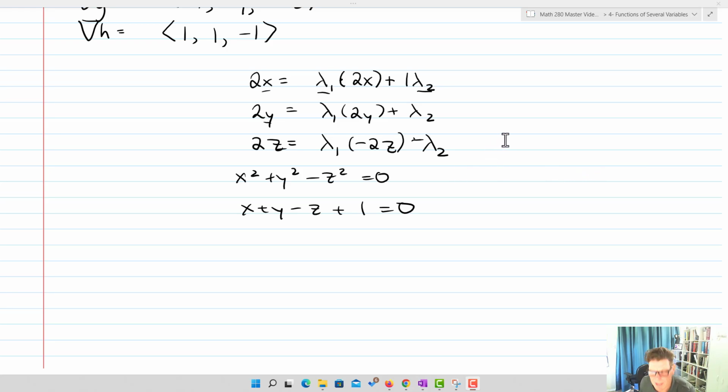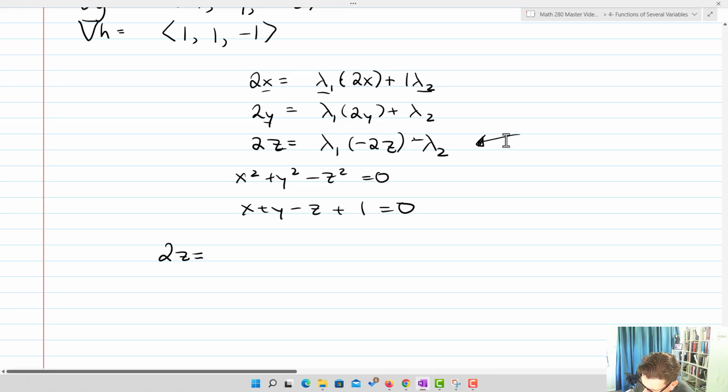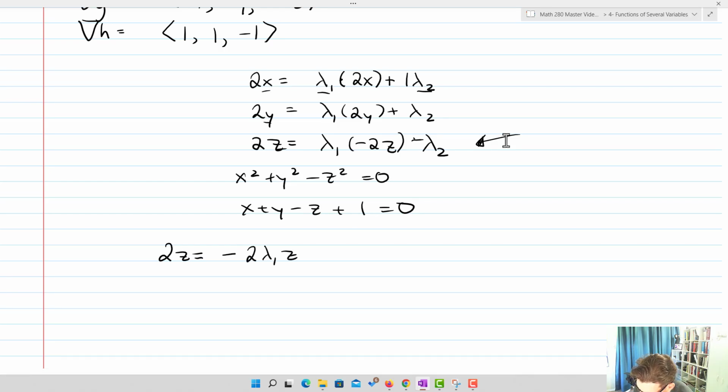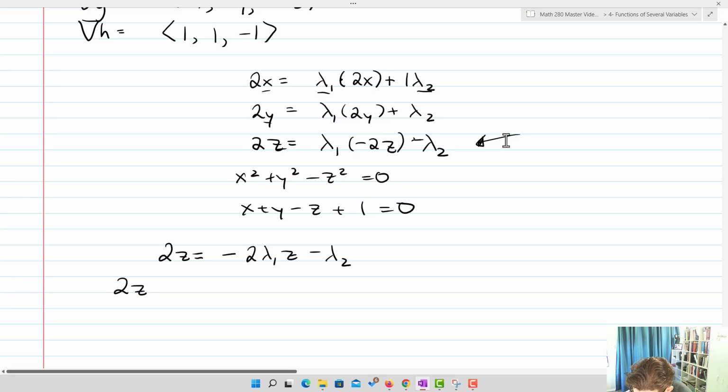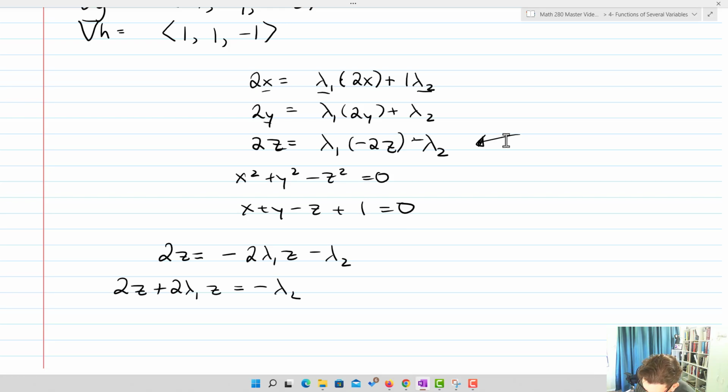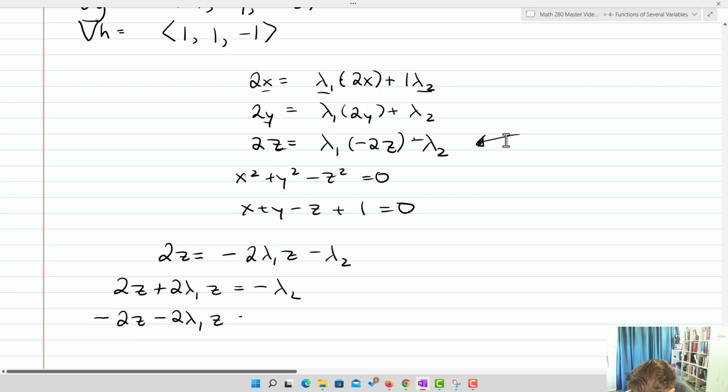So what we're going to do now, as I said before, is solve for lambda 1 and lambda 2. Let's use this third one right here. 2z is going to equal negative 2 lambda 1 z minus lambda 2, and we'll solve for lambda 2. So this gives me 2z minus 2 lambda 1 z equals negative lambda 2, or excuse me, plus 2 lambda 2. Divide by, make it negative. This now makes negative 2z minus 2 lambda 1 z equals lambda 2. Okay, so now we have lambda 2.